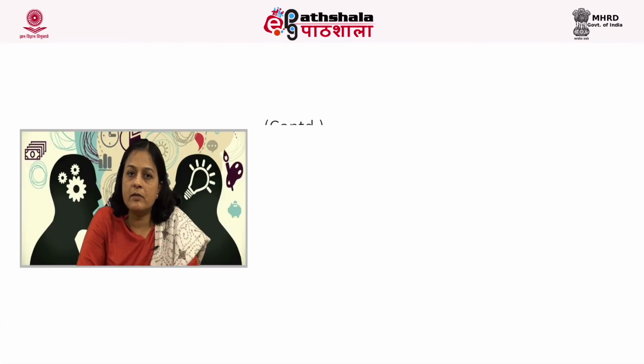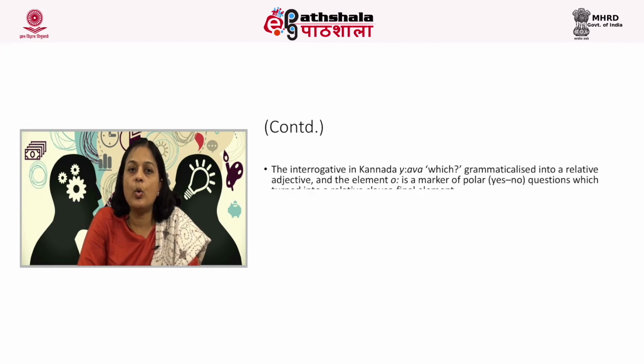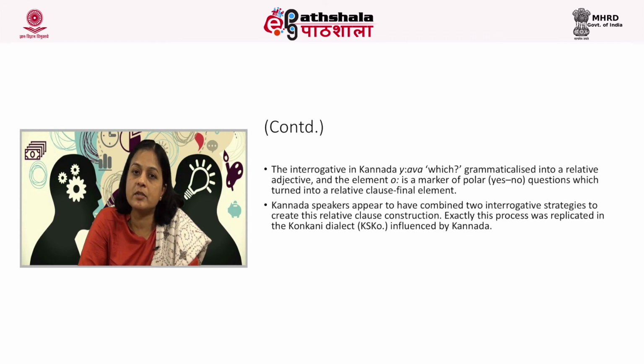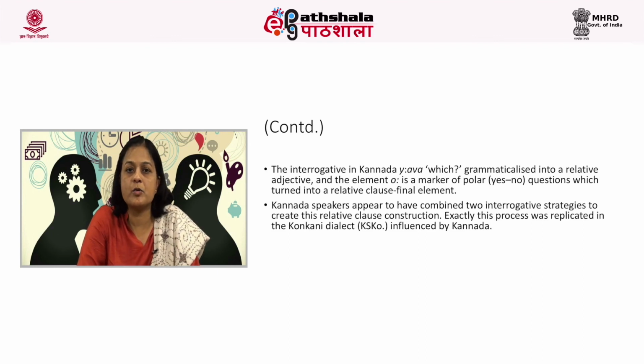The Kannada relative construction has been described by Heine and Kuteva to be the result of the grammaticalization of 2 interrogative constructions. The interrogative yava, which turned into a relative adjective, and the element O, a marker of polar, that is yes-no questions, which turned into a relative clause final element. Accordingly, if the relative clause in the first Kannada sentence is uttered without yava, a polar question results. Yava mudukanu paper odutta iddano, is the old man reading a newspaper?